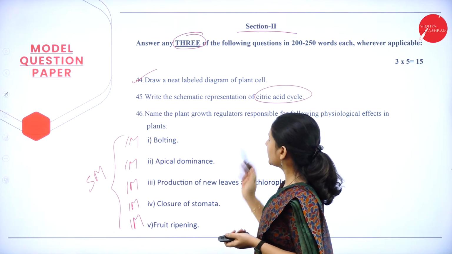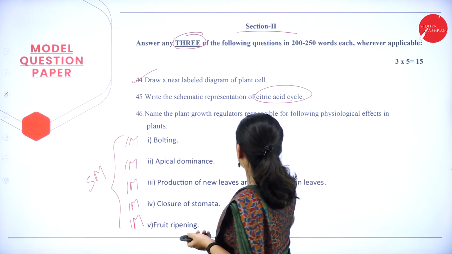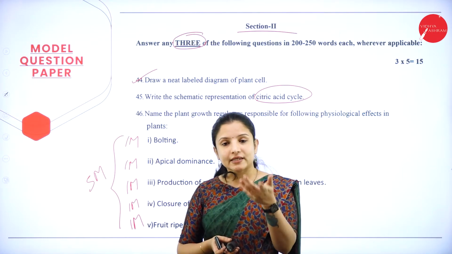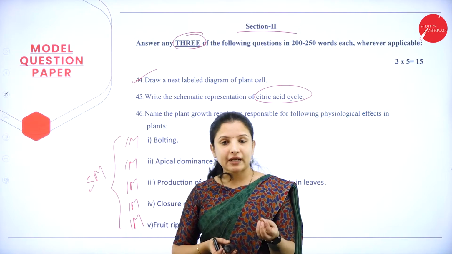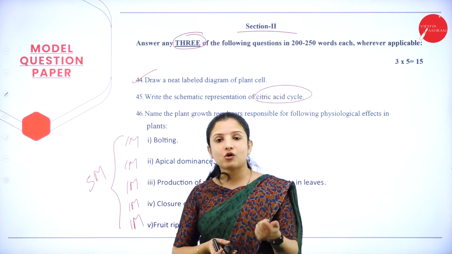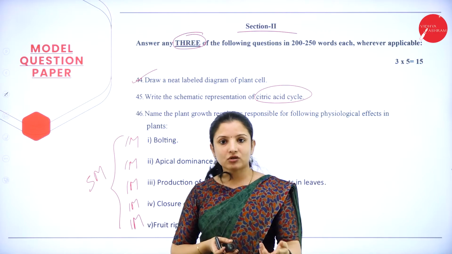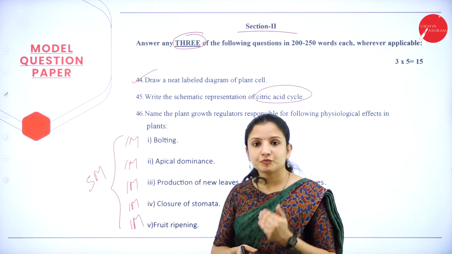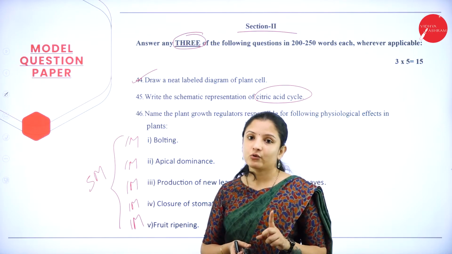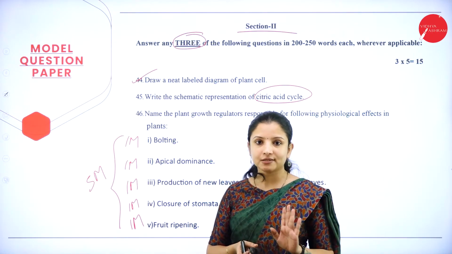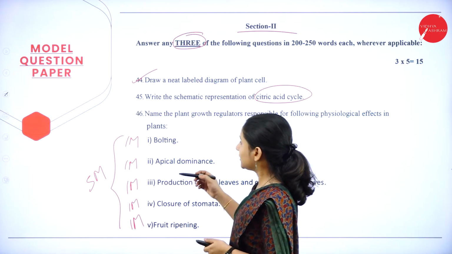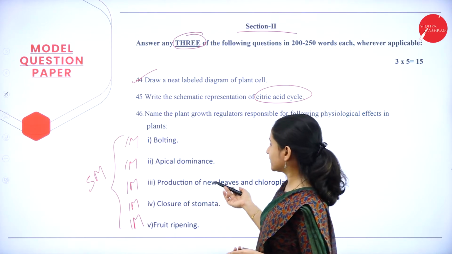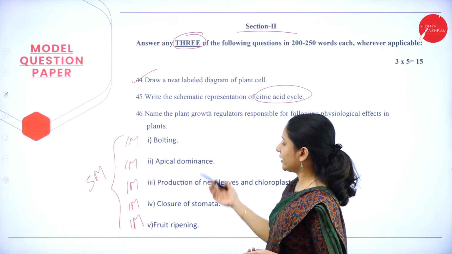You can see here, name the plant growth regulators responsible for following physiological activities in plants. So, there are some growth regulators that they have given in plant growth and development chapter, right? That is auxin, gibberellin, cytokinin, abscisic acid, various are given. So study those properly, because out of those also 1 question will guarantee come for 5 marks from there. So that is why. So you can see here. So you need to write for bolting, which is the plant growth regulator that is used. For apical dominance, which one, and so on.